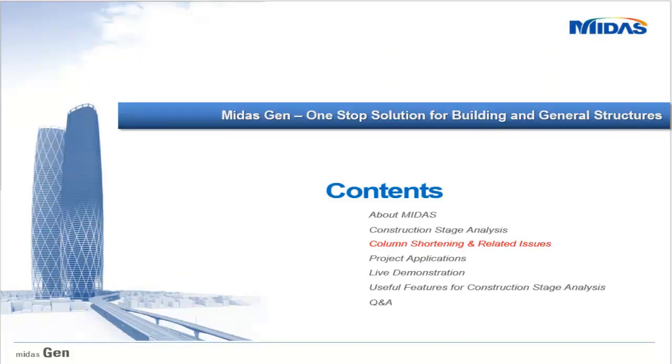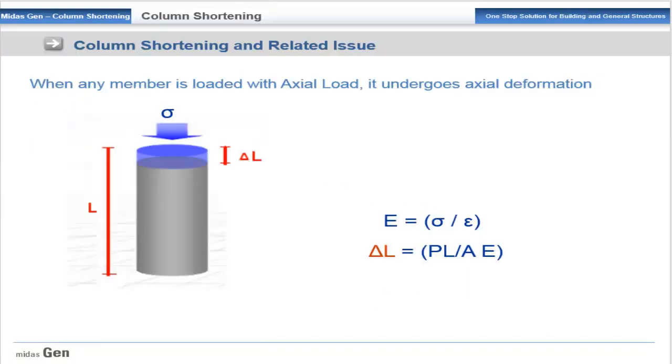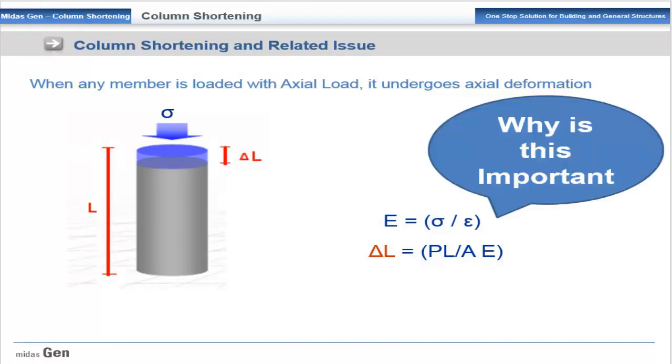That brings us to the next topic of discussion, that is column shortening and related issues. When any member is loaded with axial loads, it undergoes axial deformation, that is PL upon AE, following the linear elastic strain equation. Now, why is this important?